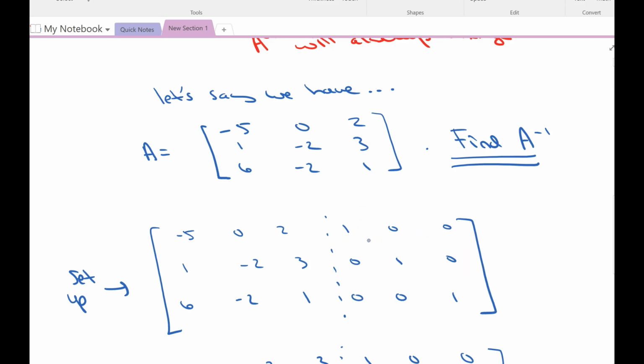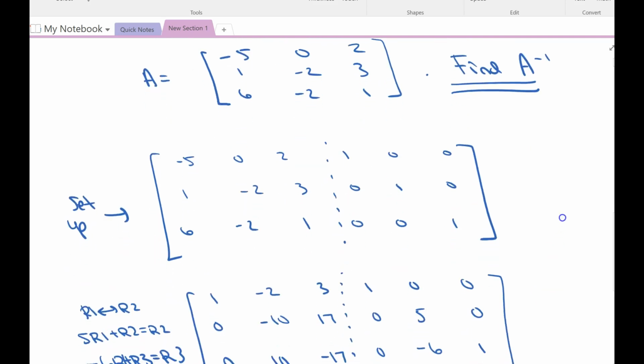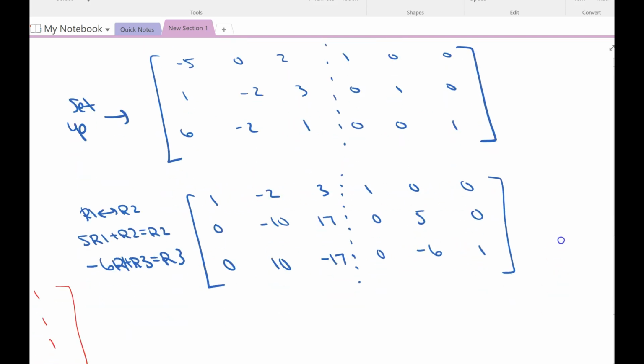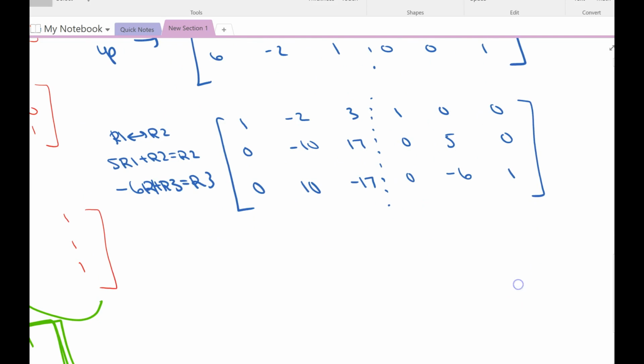You can follow along with me, or you can try on your own, but I'm going to do a row swap of R1 and R2, because I see the 1 right here. Then I'm going to add 5 times row 1 plus row 2 to give me a new row 2, and then negative 6R1 plus R3 to give me a new row 3, and then I'm here. Maybe you see something happening here that's a little bit wild and wacky, but maybe you don't, and so you'll just keep on proceeding.